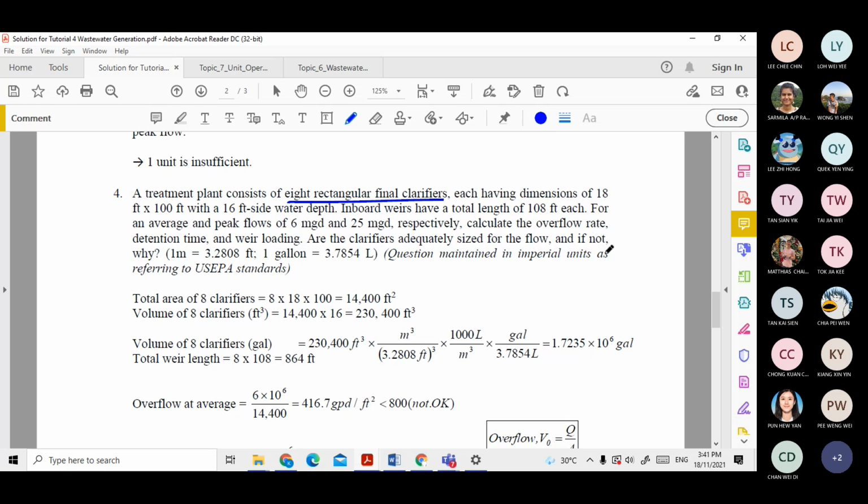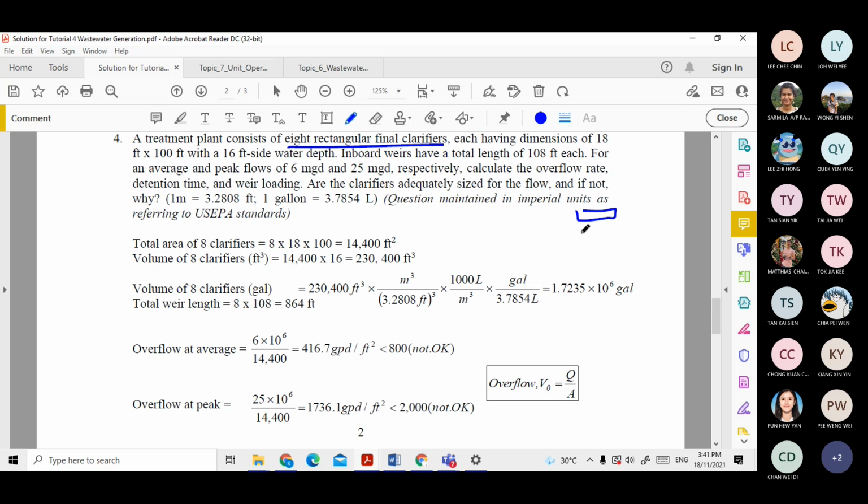So now that means we have 8 rectangular clarifiers, and the wastewater comes in. The wastewater flow Q is, again, the average flow of 6 million gallons per day. Then the peak flow is 25 million gallons per day. So we have two flows. One is the average value, one is the highest flow.